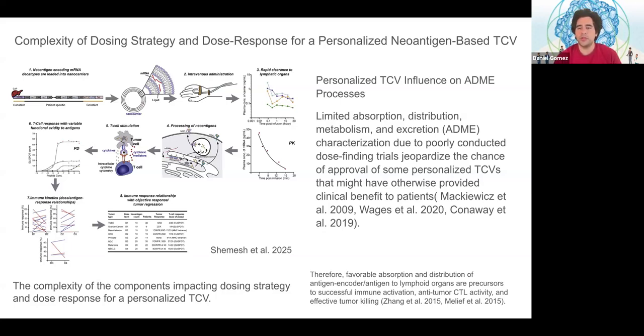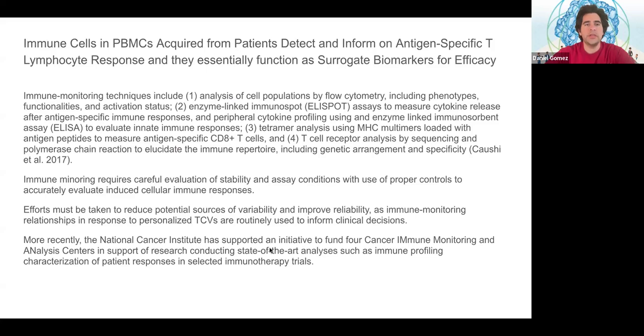So the favorable absorption and distribution of antigen and encoded antigen to lymphoid organs are precursors to a successful immune activation, anti-tumor CTL, and effective tumor killing. And we can see immune monitoring techniques such as analysis of cell populations by flow cytometry, including phenotypes, functionalities, and activation status, and enzyme-linked immunospot, or ELISpot, assays to measure cytokine release after antigen-specific immune responses, and peripheral cytokine profiling using an enzyme-linked immunosorbent assay, or an ELISA, to evaluate innate immune responses.